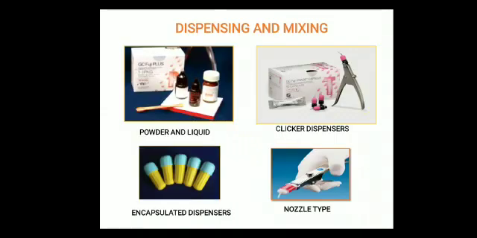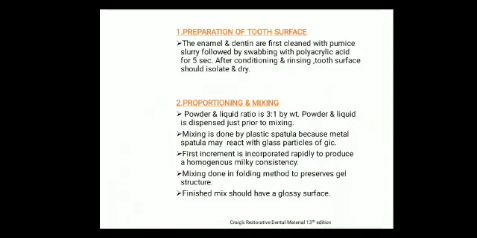Manipulation. GIC is available as powder and liquid, dispensing capsules, clicker dispensers, and nozzle types. The first step is preparation of the tooth surface. The enamel and dentine are first cleaned after the cavity preparation, first with pumice slurry, followed by swabbing of polyacrylic acid for 5 seconds to remove the smear layer, so that the bonding of restoration with the tooth surface will be better. After conditioning and rinsing, the tooth surface should be isolated and kept dry.